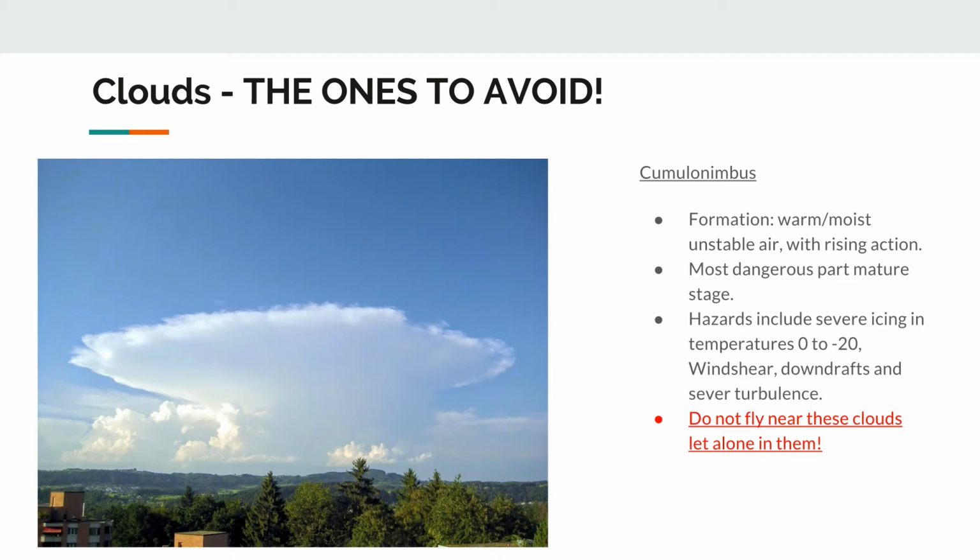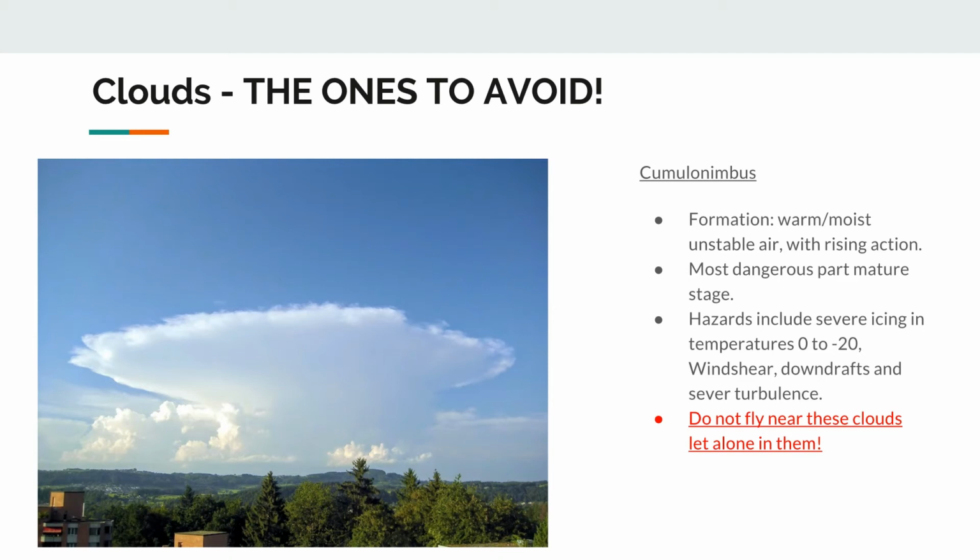And the most dangerous part of these: they might develop from a cumulus into a cumulonimbus and start to grow as they suck in air from the sides. But the most dangerous part is the mature stage, because you've got all these hazards associated with it at this stage, which includes severe icing from 0 to minus 20 degrees. You might get wind shear throughout them. This is one of the reasons you shouldn't really fly into them or near them, because the air is being drafted in from the side like a big convection current pushed out from the side. So you've got wind shear even if you're near them.